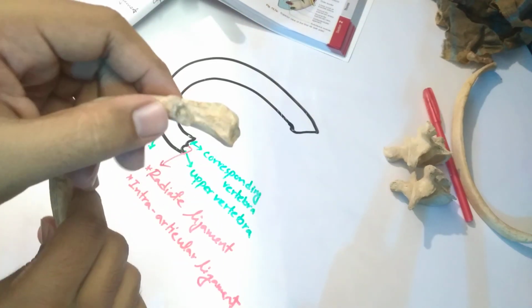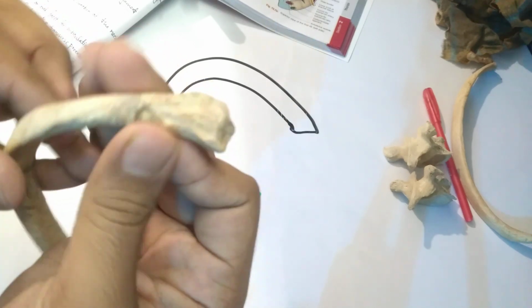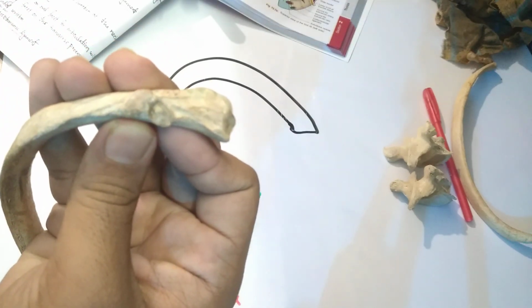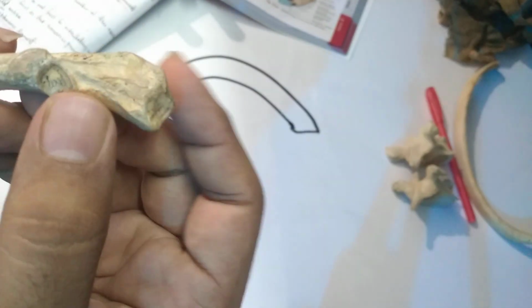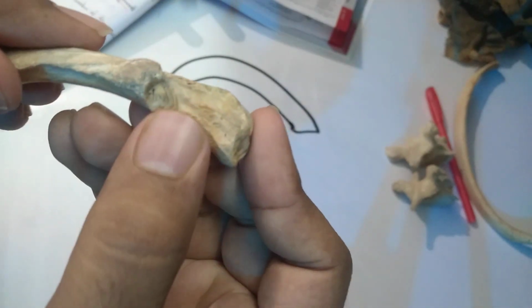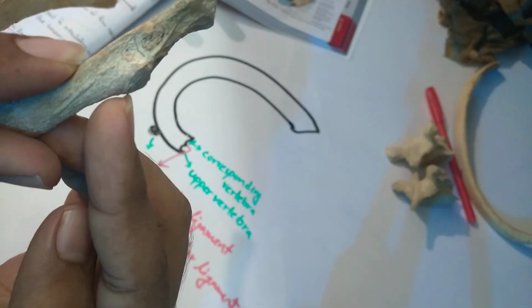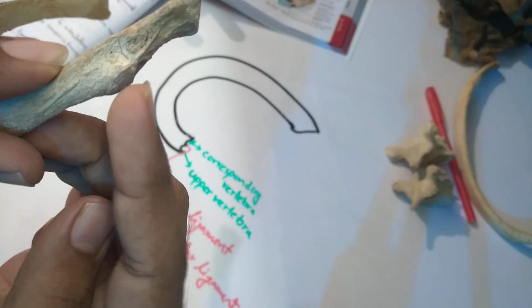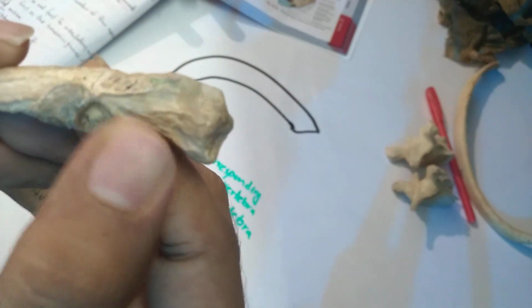Then the tubercle has an articular part and a non-articular part. This is the articular part. The articular part is oval shaped. This one is the non-articular part, and this one is the articular part.